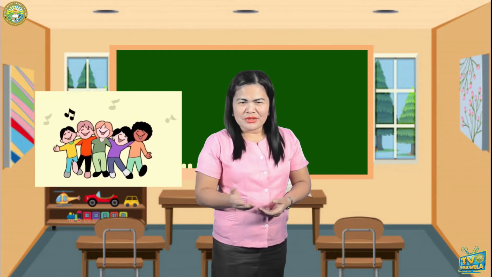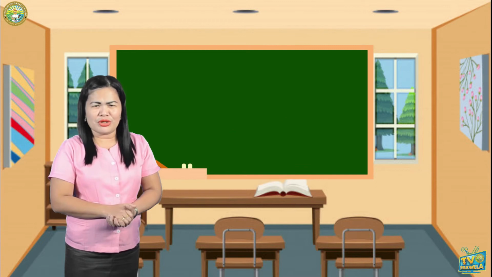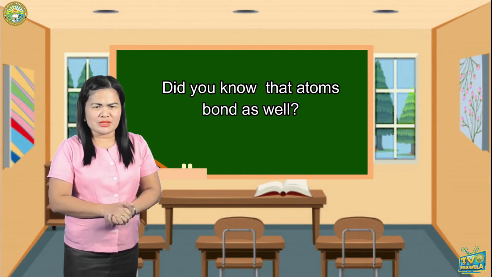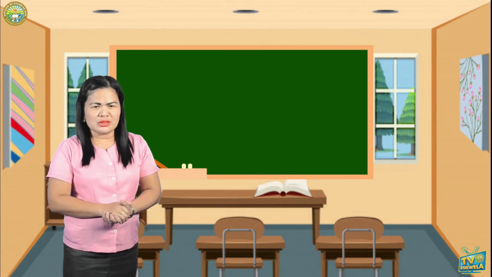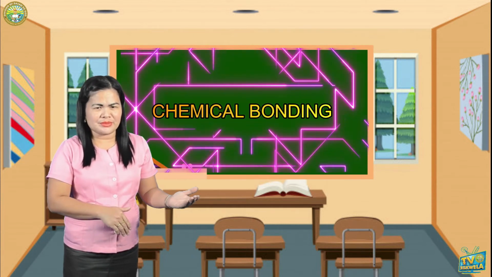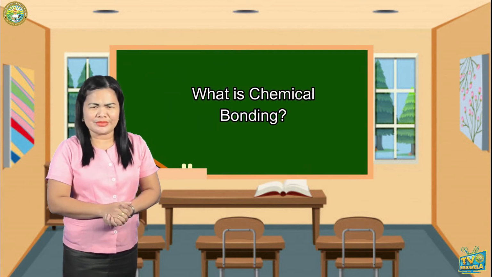Do you like bonding with your friends, family, or loved ones? Do you miss bonding with your classmates? Bonding as humans is very important in our social and emotional state. Moreover, did you know that atoms bond as well? That is what we call chemical bonding. What is chemical bonding?